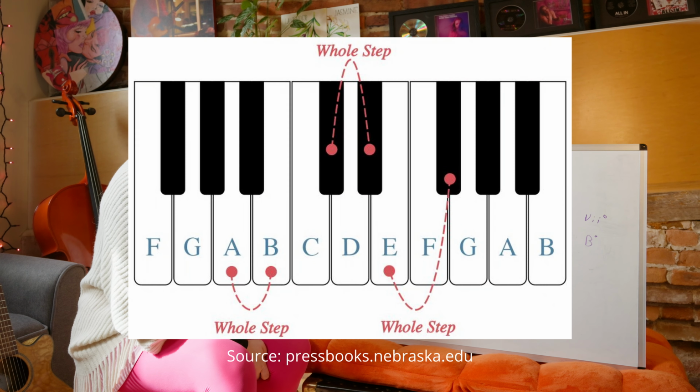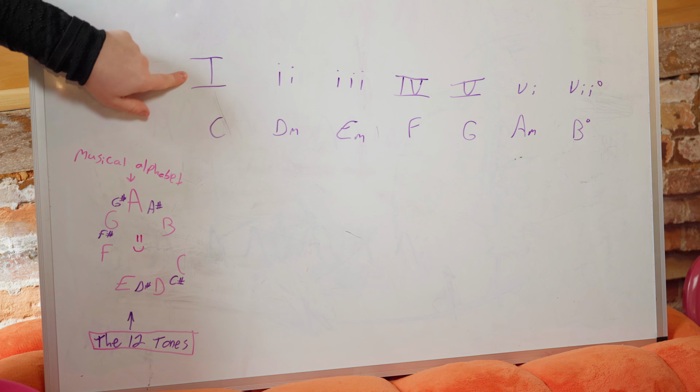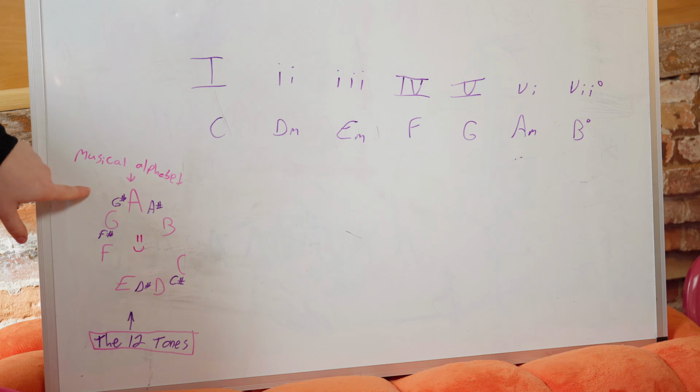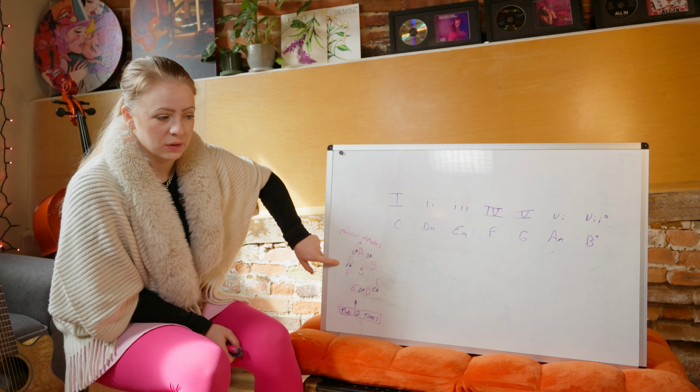If you play the piano, you can see this visually by which keys don't have a black key in between them. So there are 7 chords in a key. The capital letters are major chords and the lowercase letters are minor chords. And then there's a diminished chord. Now we're going to talk about how to find more complicated keys using the 12 tones.